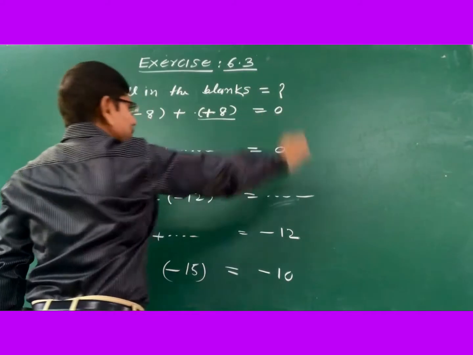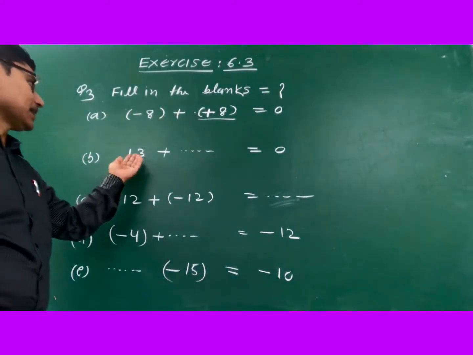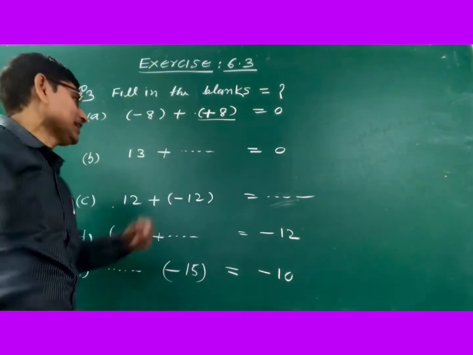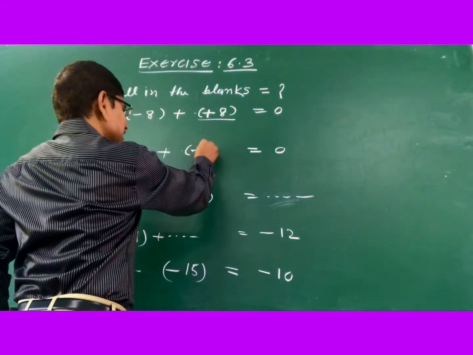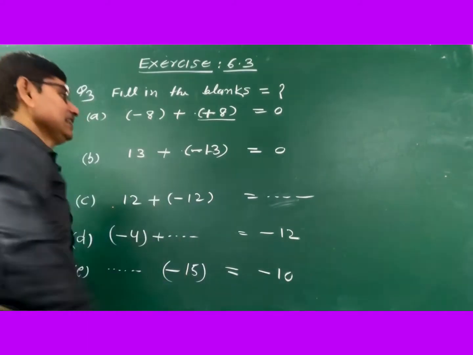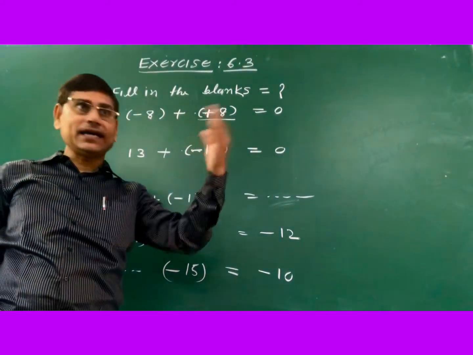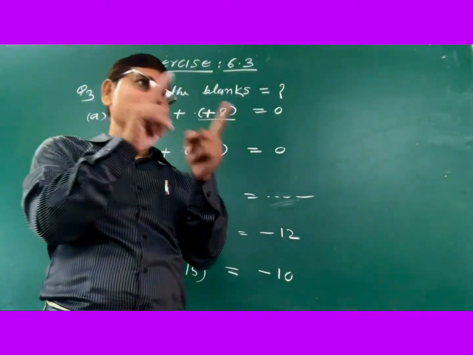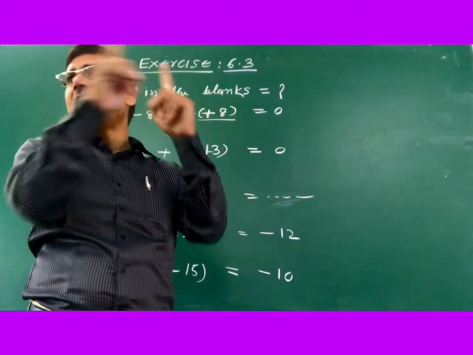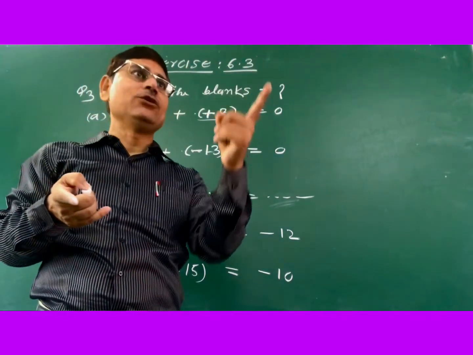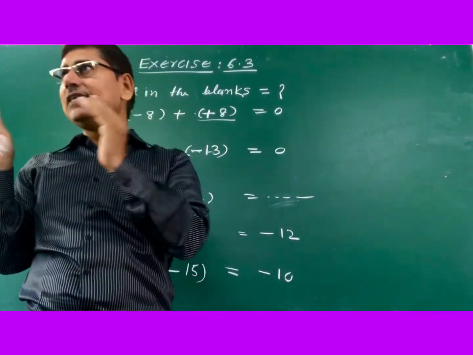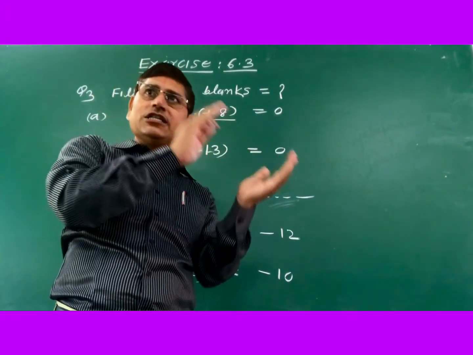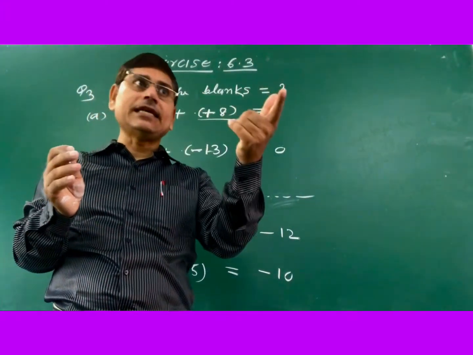Okay, इसे आपको fill करना है. And 13, again here is 0. So -13. Yes, -13 is required here. Then you will get the result 0. In the case of result 0, both integers should be positive and negative, but the same value.